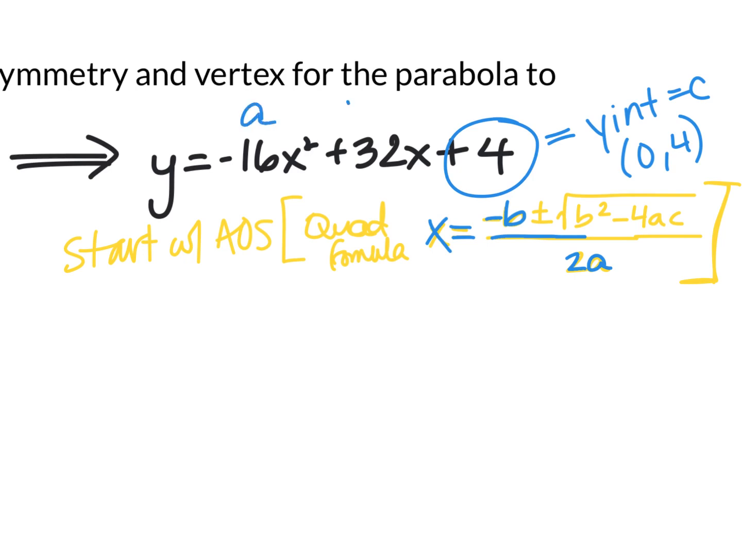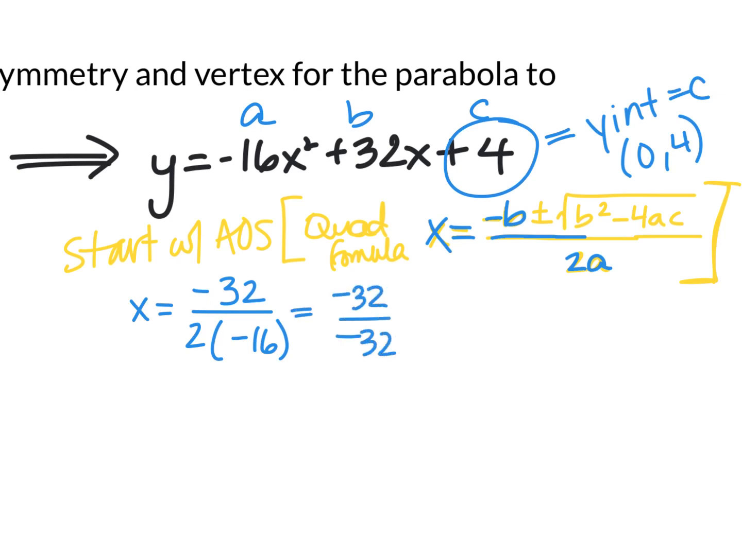So a, b, and c, as you should have already noted, are those coefficients. If I'm finding this one, it's x equals negative b, so negative 32, all over 2 times a, which is negative 16. If I simplify that, that's negative 32 over negative 32, which gives me 1. So my axis of symmetry is x equals 1. Notice that that is what we already knew when it was in vertex form.